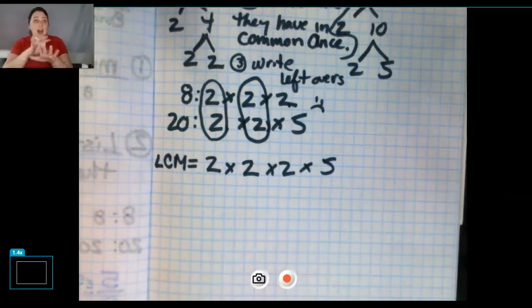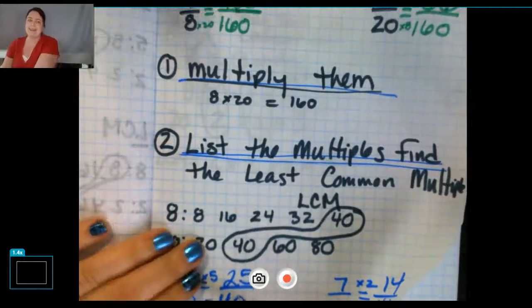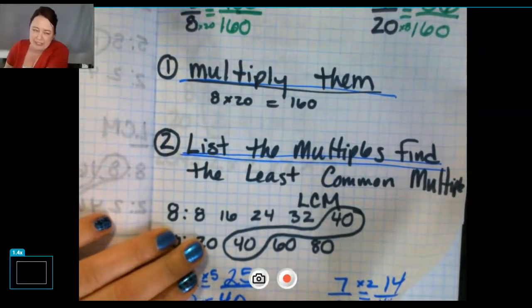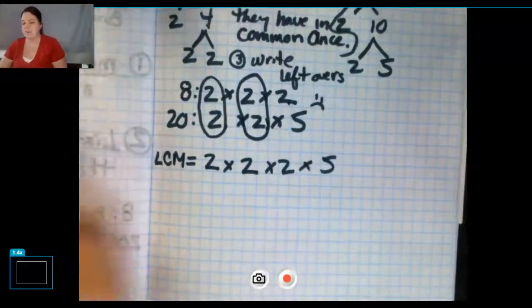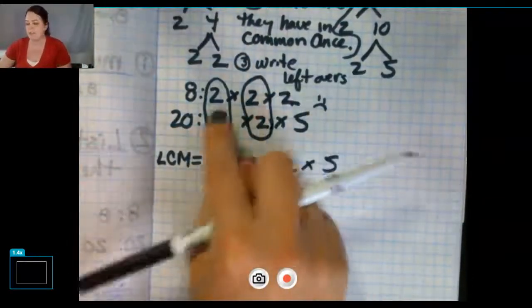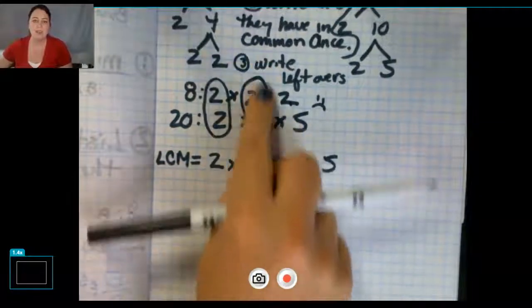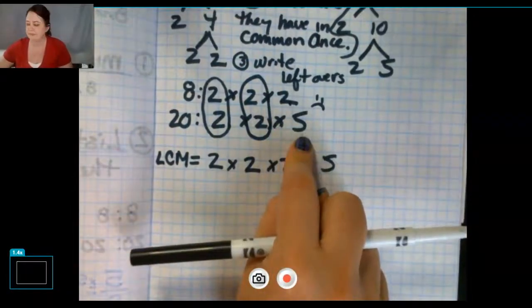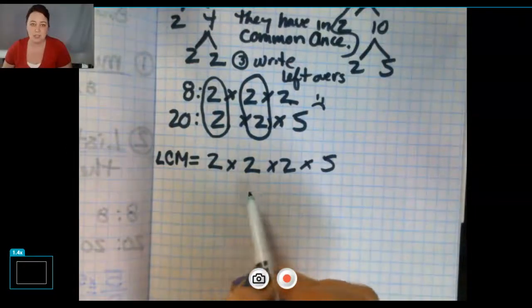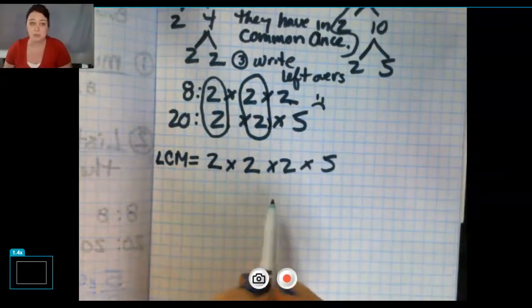This will 100% of the time be your LCM. So I don't need to list the multiples. And many times, let's face it, we forget the one multiple we need. I've done it. We've all done it. If you can do your prime factorization and then write them out, the ones they have in common get written once, then the stragglers. This is my least common denominator, my least common multiple.